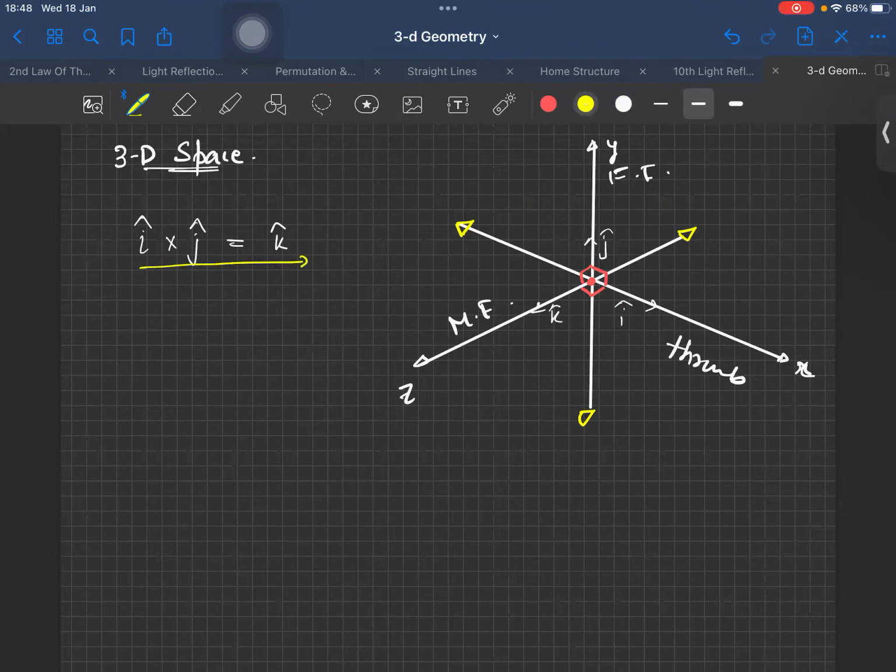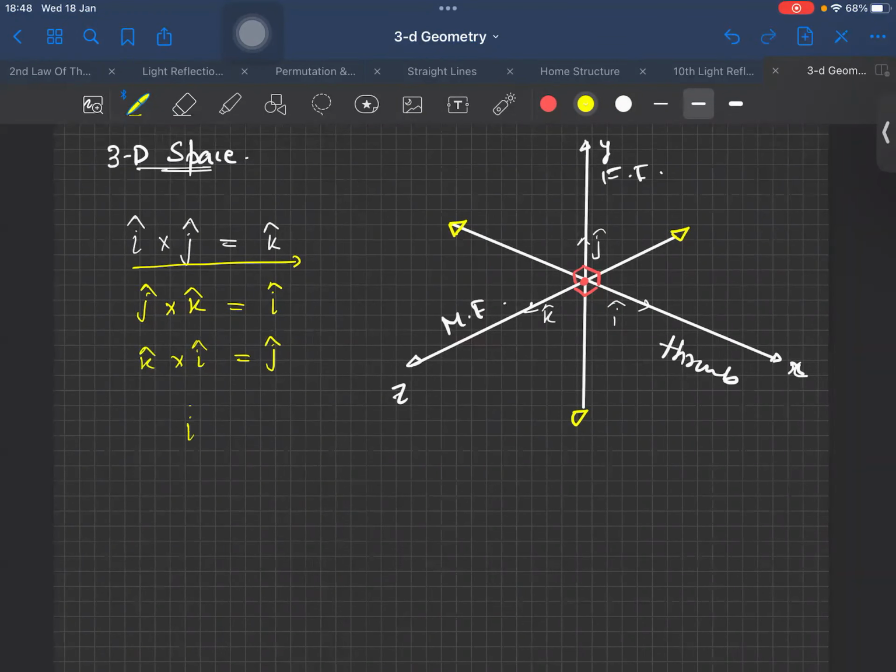In the same order it will go, right? Next you can write j cross k will be positive i, and again k cross i will be positive j. All others will be negative, and i cross i is always unity. It means if you multiply a unit vector with the same unit vector, you will always get 1. That is valid with all of them: j, k.